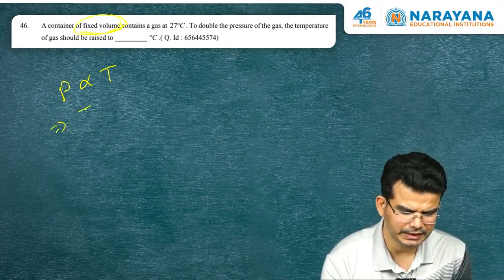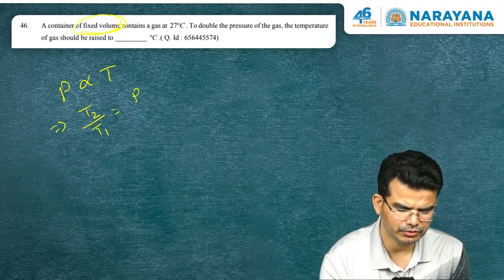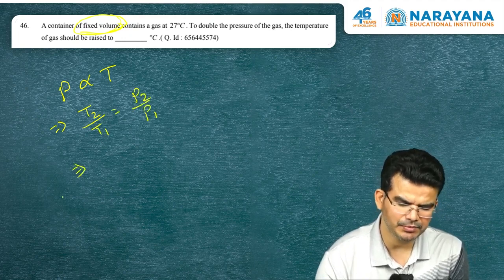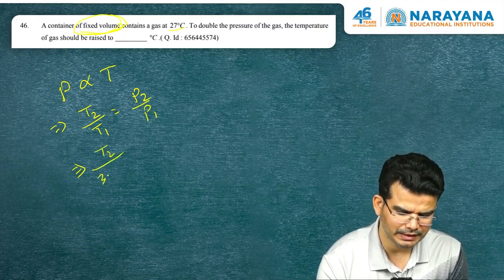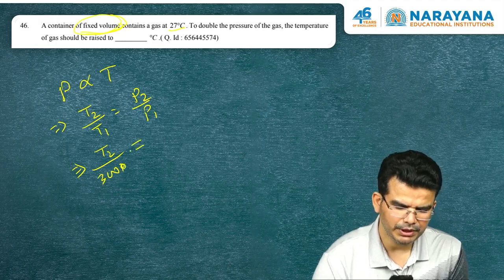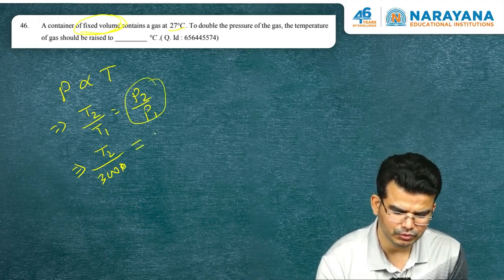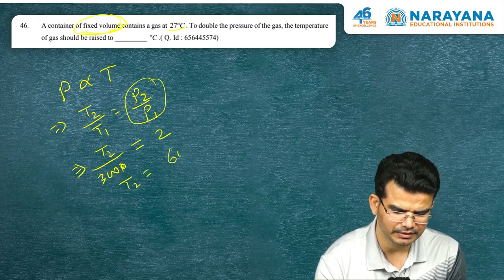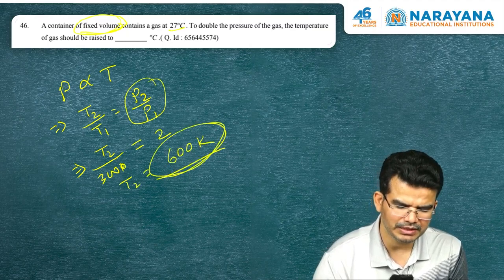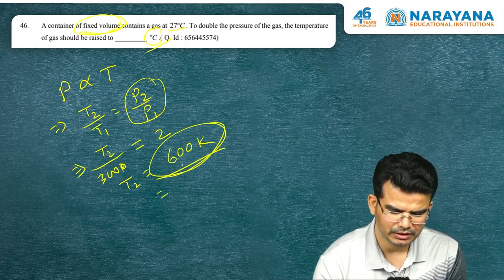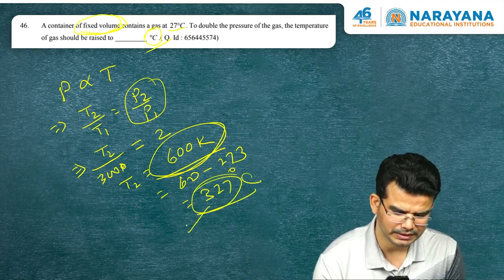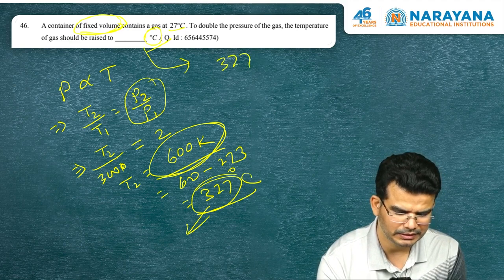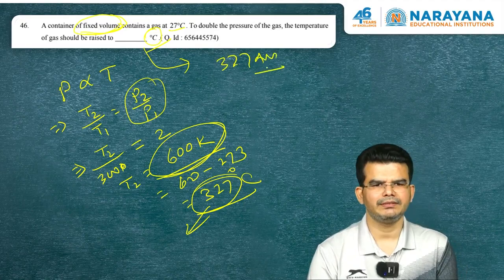So, from here I can say T2 by T1 equal to P2 by P1. Temperature must be put in Kelvin for solving. Now T2 I do not know, T1 is 27 degree, that is 300 Kelvin. P2 by P1, what they are saying, P2 by P1 equal to 2. So from here T2 is 600 Kelvin. But the answer is in degree centigrade. So this is 600 minus 273, that is 327 degree centigrade. So the correct answer should be 327. Okay, fine. Moving to next one.